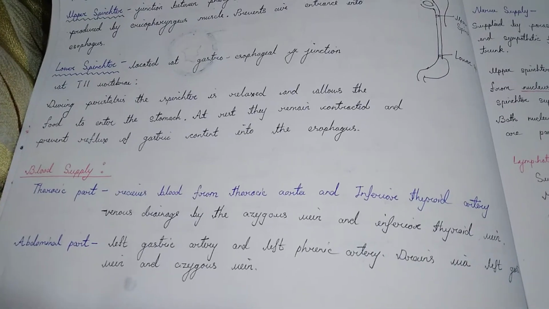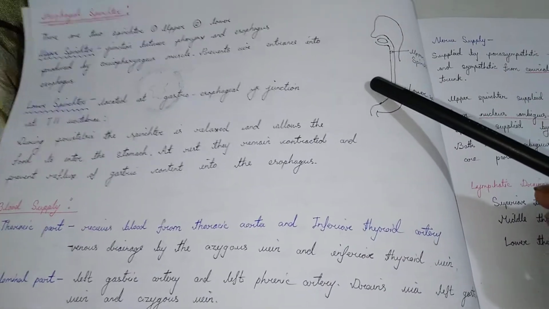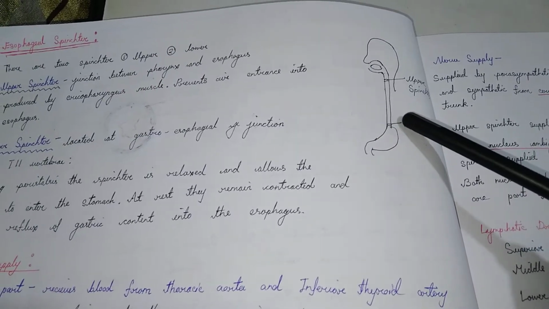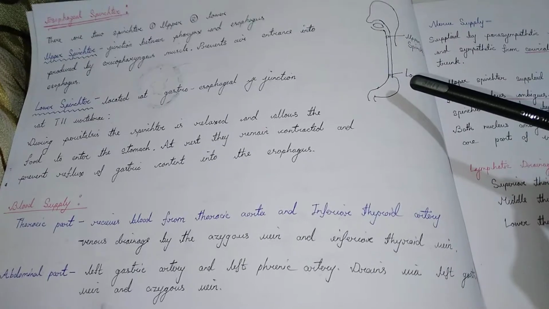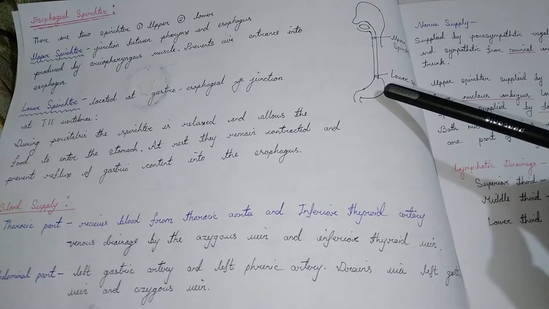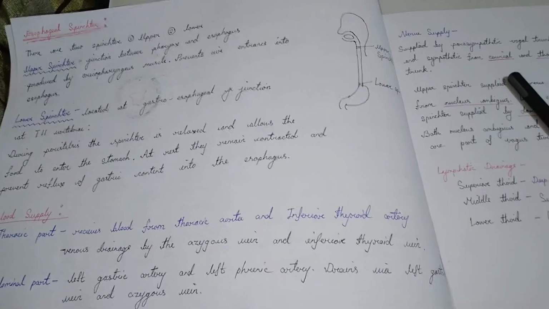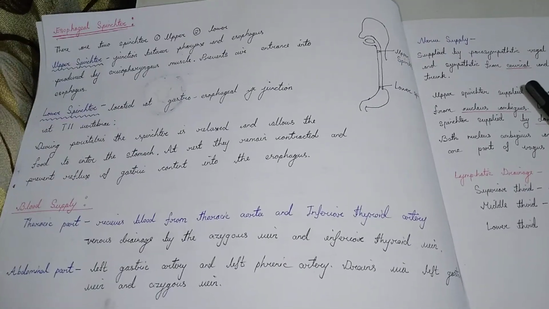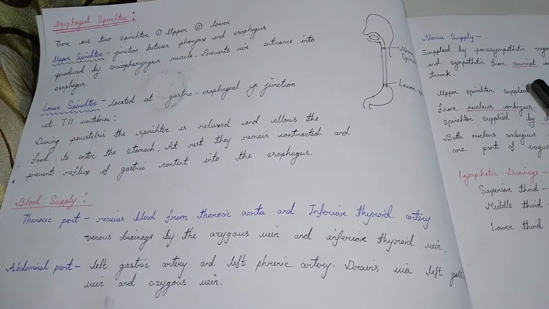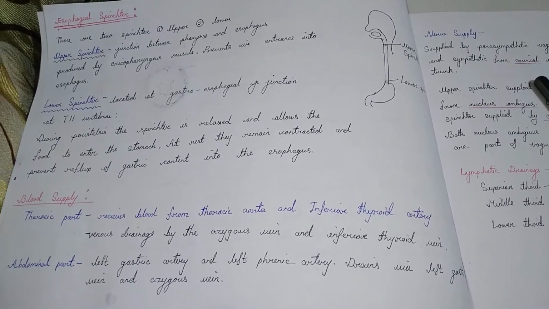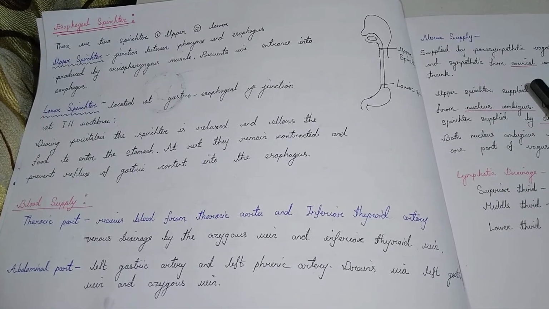The abdominal part, which is present just below the diaphragm, receives blood from the left gastric artery and the left phrenic artery. We will see these arteries when we go through the stomach section. It drains via the left gastric vein and the azygos vein. The main venous drainage of the esophagus is through the azygos vein.